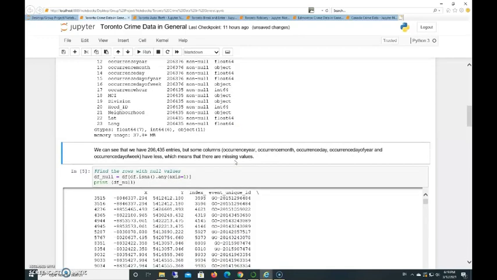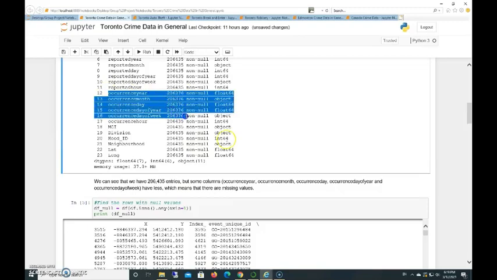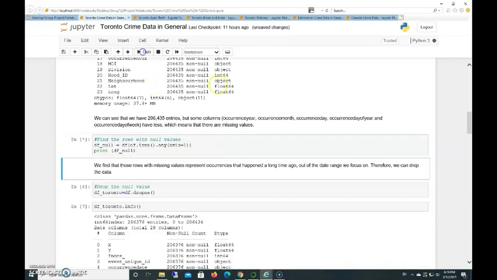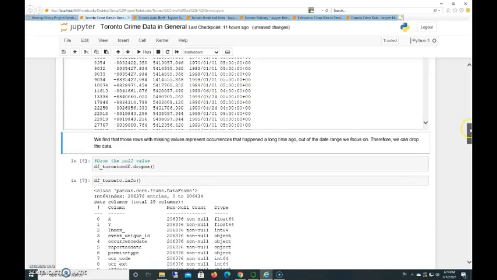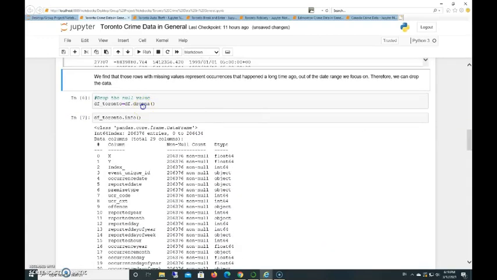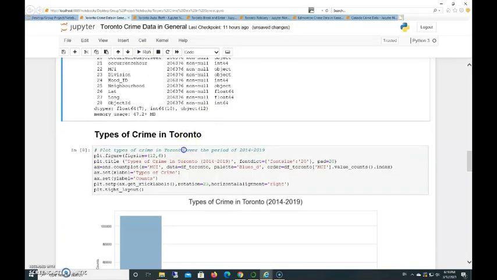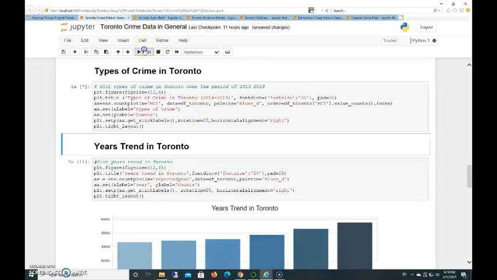I noticed that we have over 200,000 entries, but some columns have less, which means they are missing values. I found the rows with the long values. Most of them happened a long time ago, so I decided to drop the data. Later I dropped the long value, and I decided to map the major types of crime in Toronto.